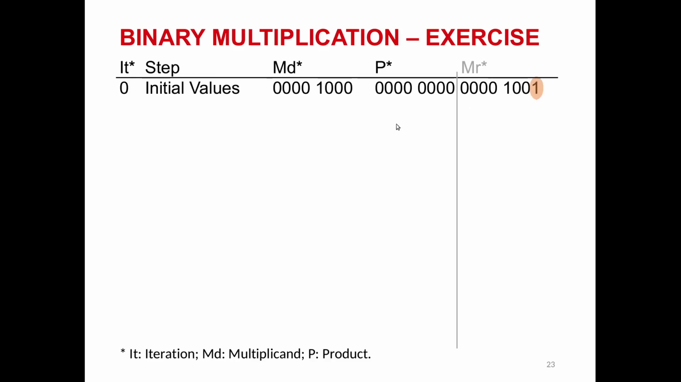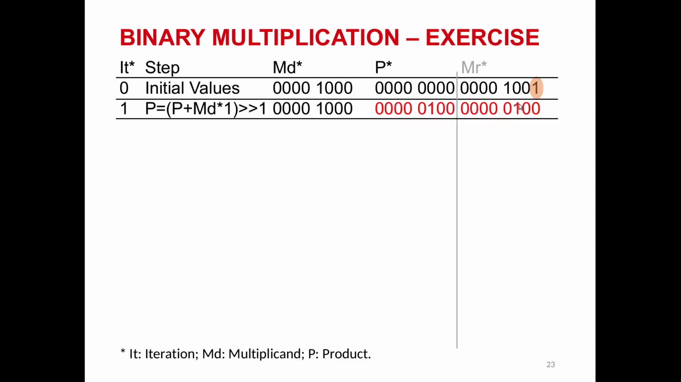As we can see here, the least significant bit of the multiplier is 1, so we know that the high part, or the most significant 8 bits of the product, needs to be added together with MD before shifting the whole result 1 bit to the right.